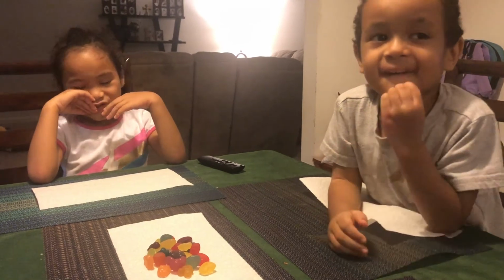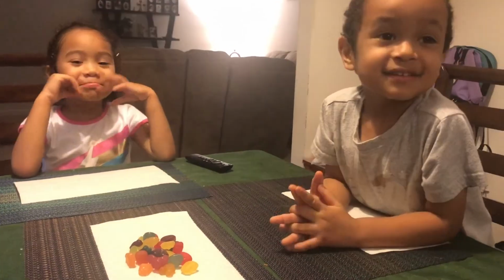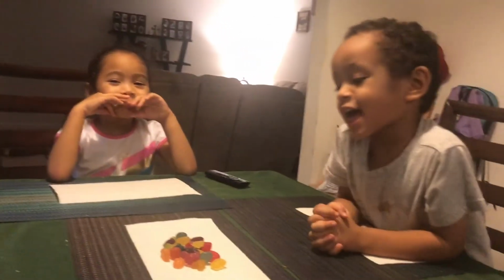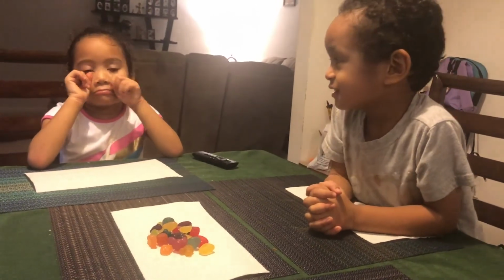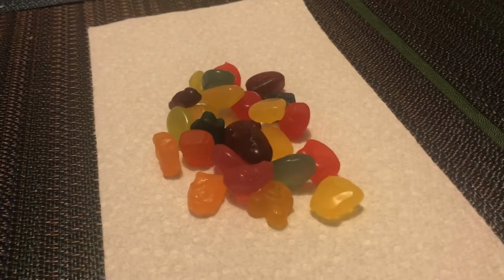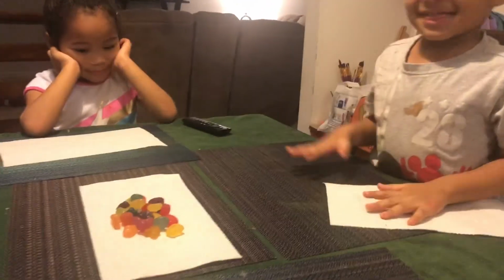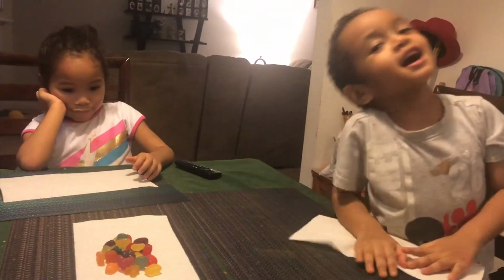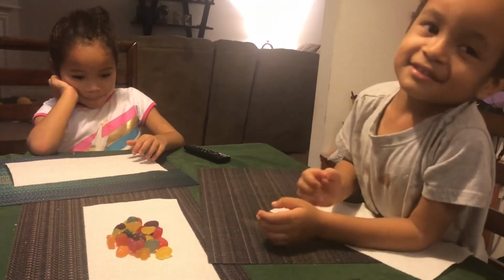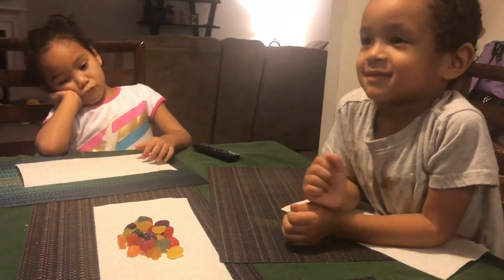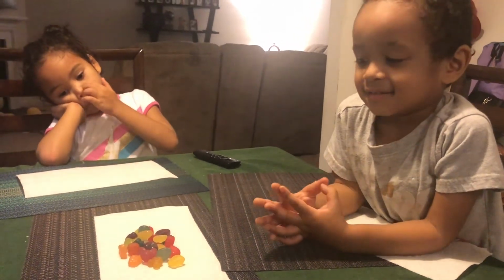Everybody. What do we have for snack? They're fruit snacks. Yay! But we don't know how many fruit snacks we have. A lot. A lot? Maybe we can make an array. Good job. And see how many fruit snacks we got.